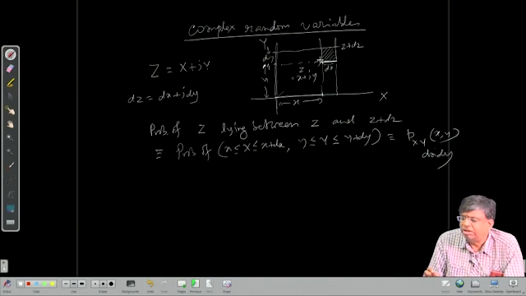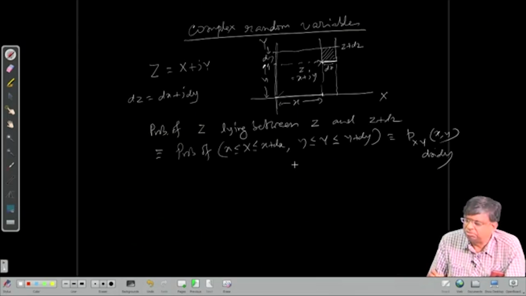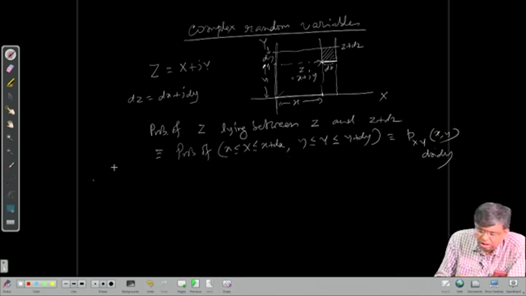Well, if it is the same, capital Z lying here means capital X lying between here to here, and capital Y lying between here to here. So the two events are the same. Capital Z falling in the box is the same as capital X lying from here to here and capital Y lying from here to here. So this probability and this probability are the same. All right.